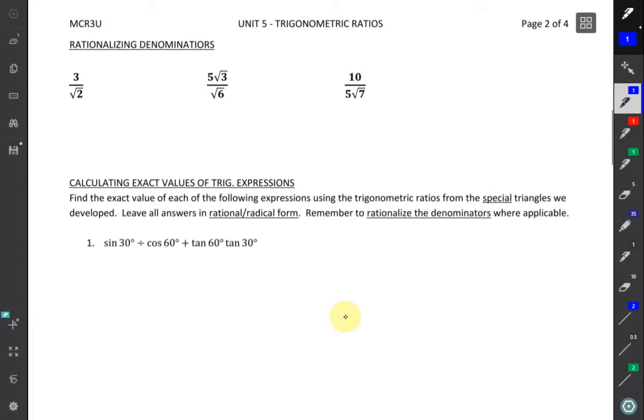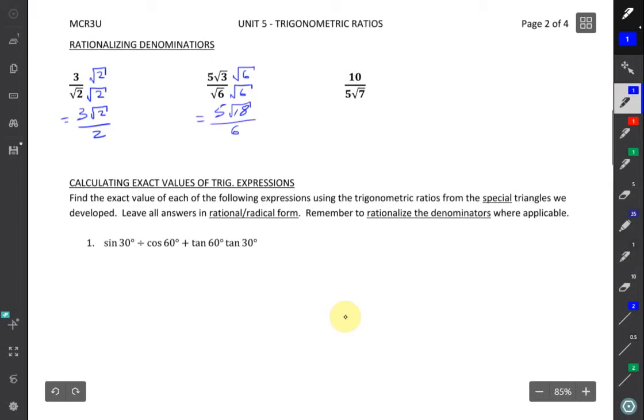The way we can do that is simply use the property of multiplying a root by itself, because that basically gets rid of the root. So root 2 times root 2 would be 2, but we need to do the same in the numerator in order to get an equivalent fraction. So what we have is 3 root 2 over 2. In this next one, we would multiply the numerator and the denominator by root 6. That gives us 5 root 18 all over 6.